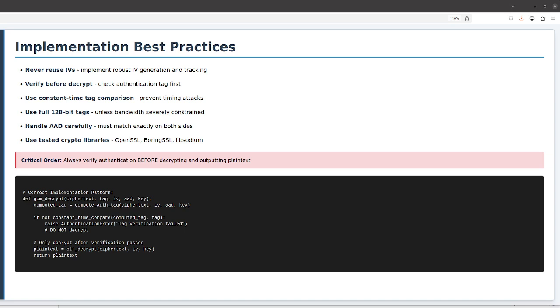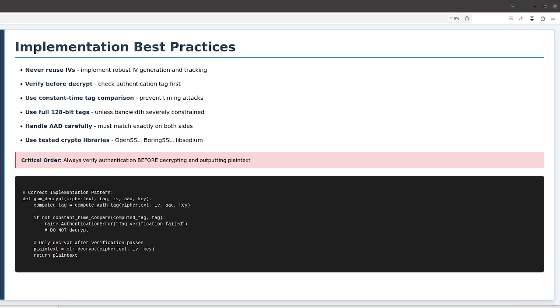For general-purpose applications, use the full 128-bit tag. Only consider shorter tags if you have specific bandwidth constraints and understand the security trade-off. Never use tags shorter than 64 bits, and even 64 bits should only be used in scenarios where you can tolerate the reduced security margin.